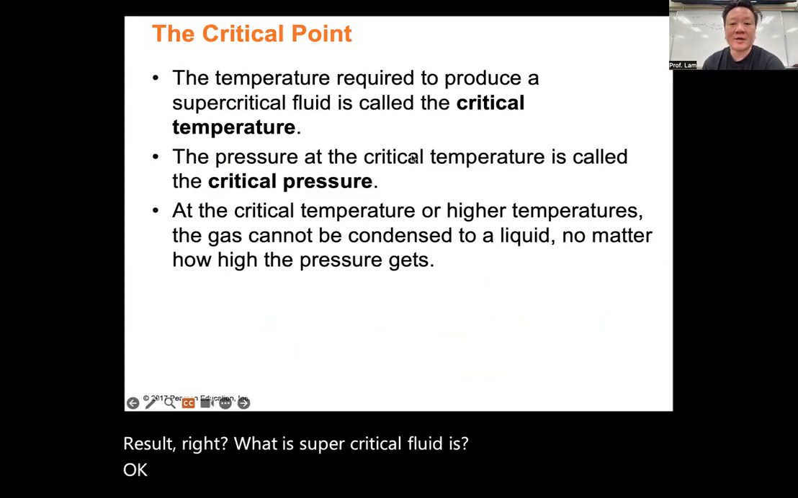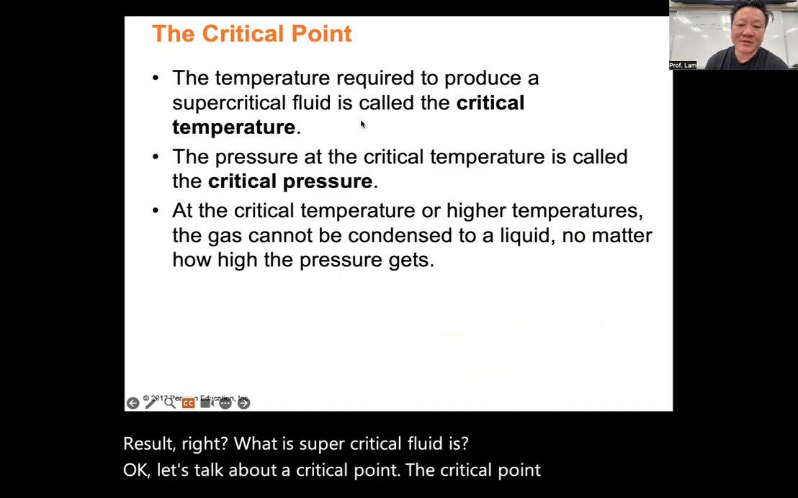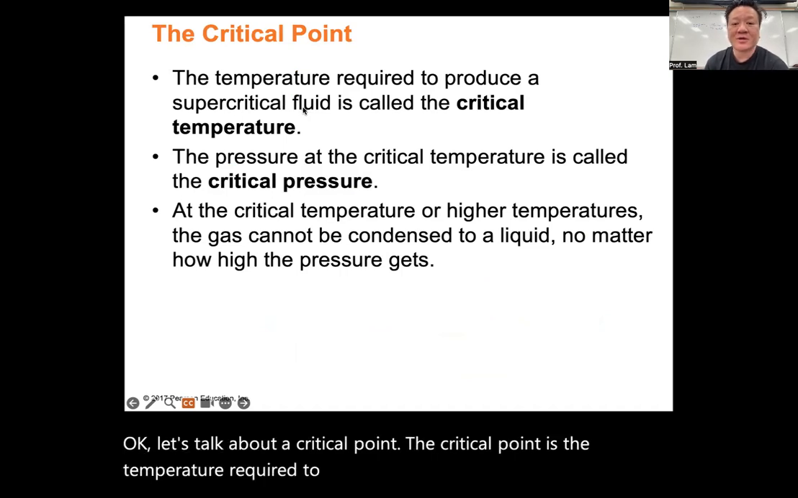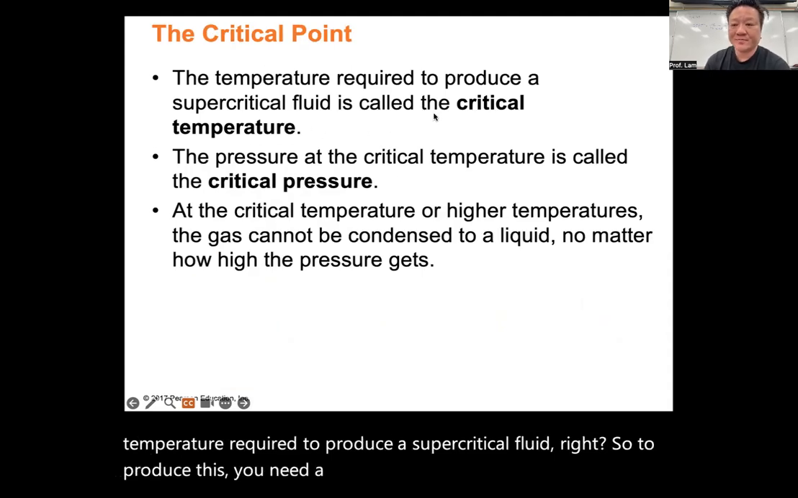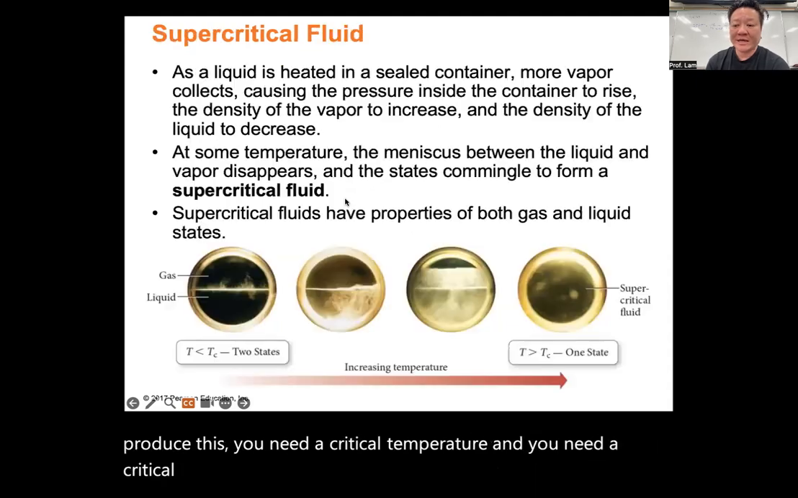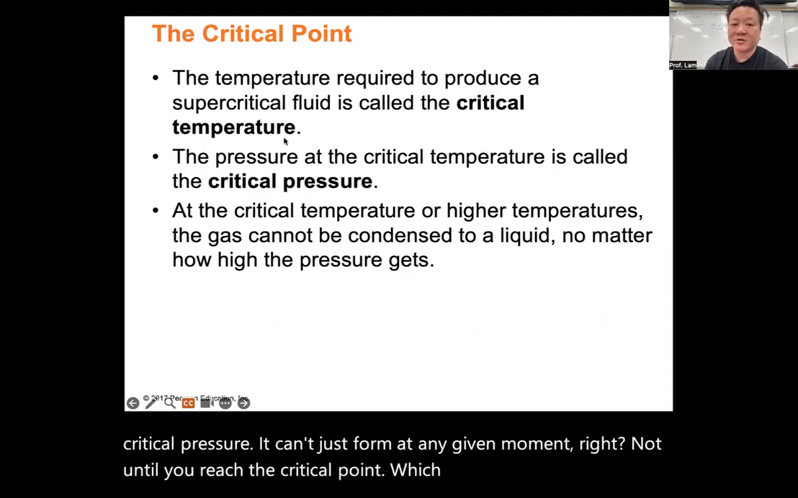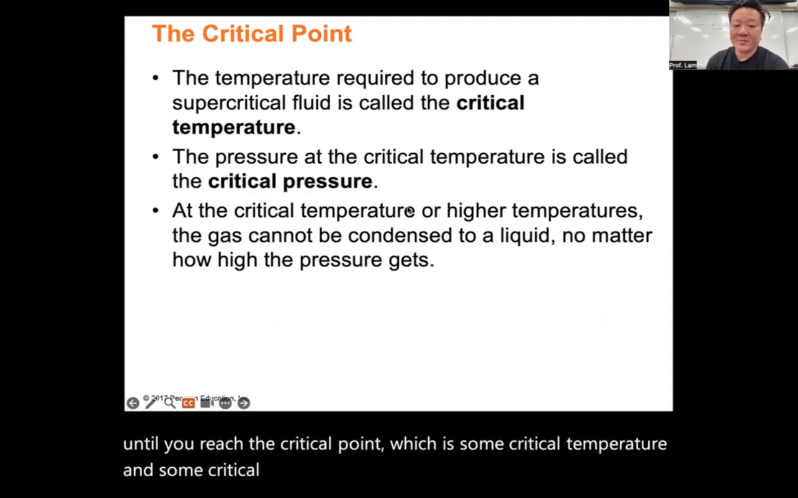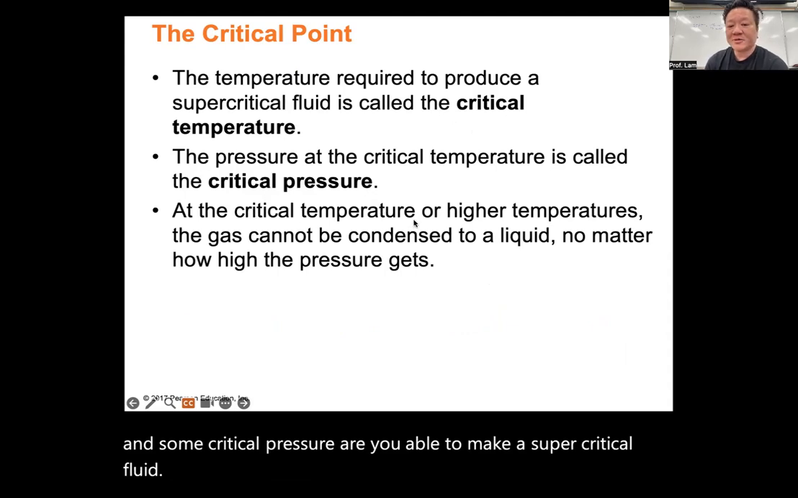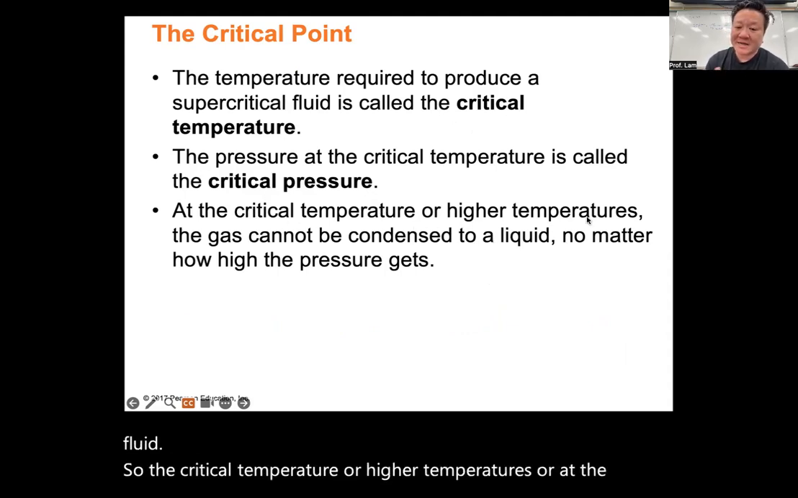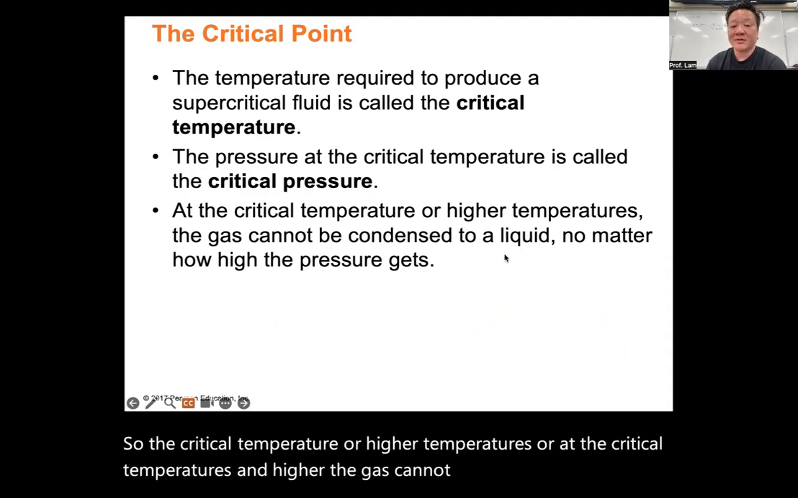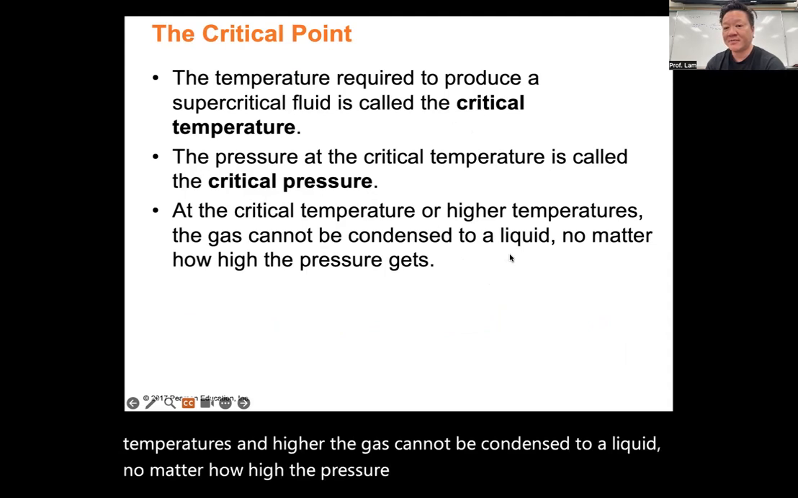Okay, let's talk about the critical point. The critical point is the temperature required to produce a supercritical fluid. To produce this, you need a critical temperature and a critical pressure. It can't just form at any given moment. Not until you reach the critical point, which is some critical temperature and some critical pressure, are you able to make a supercritical fluid. At the critical temperature and higher, the gas cannot be condensed to a liquid, no matter how high the pressure gets.